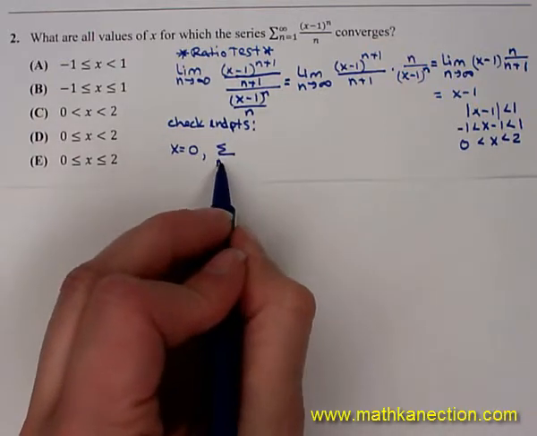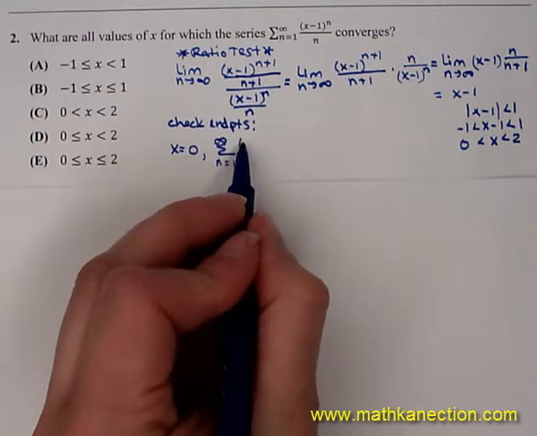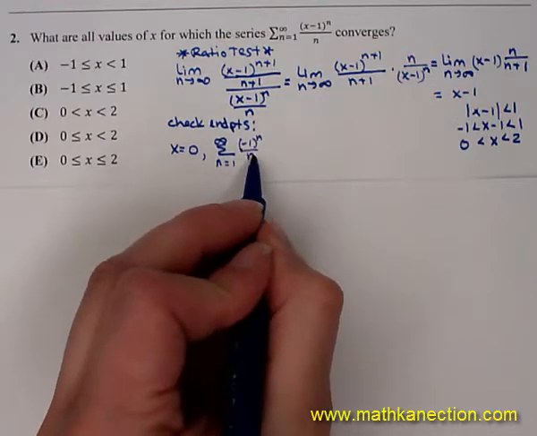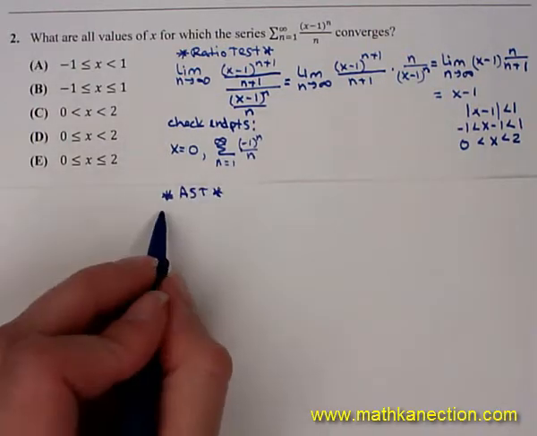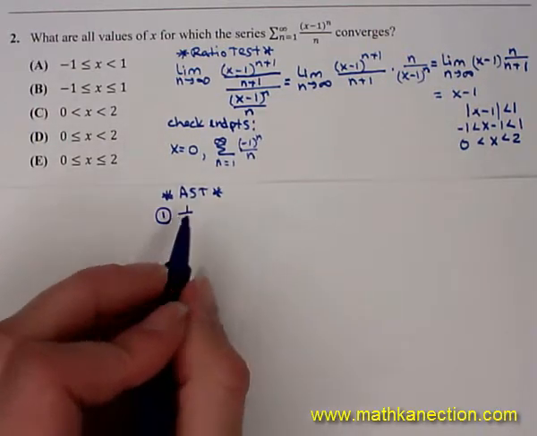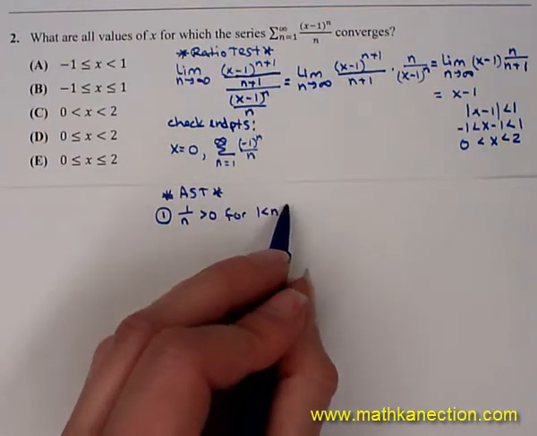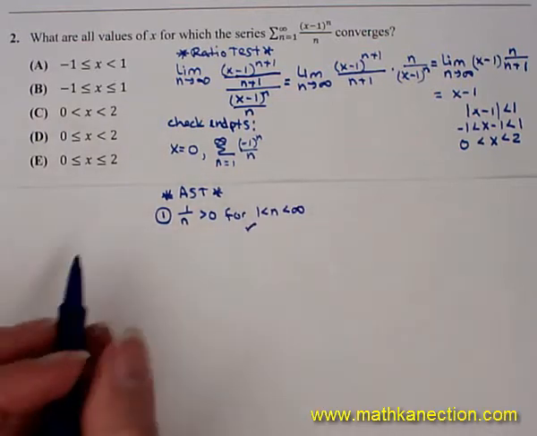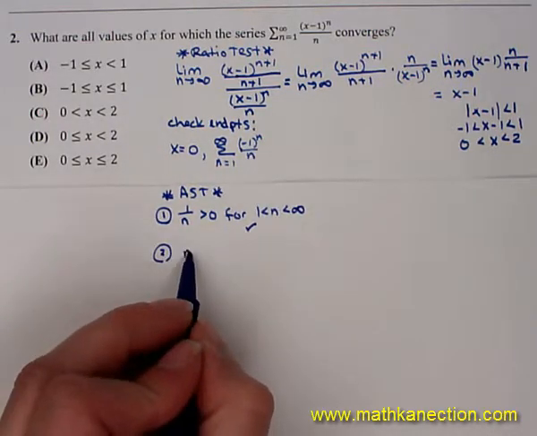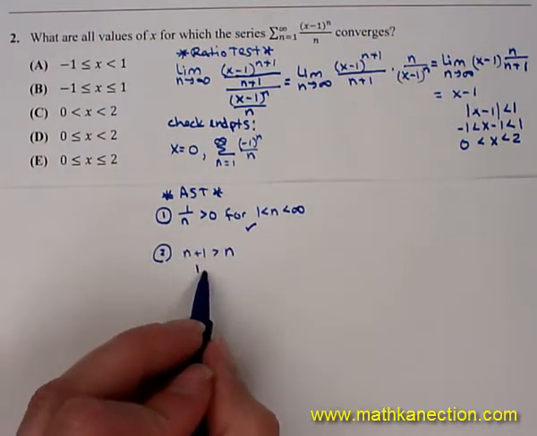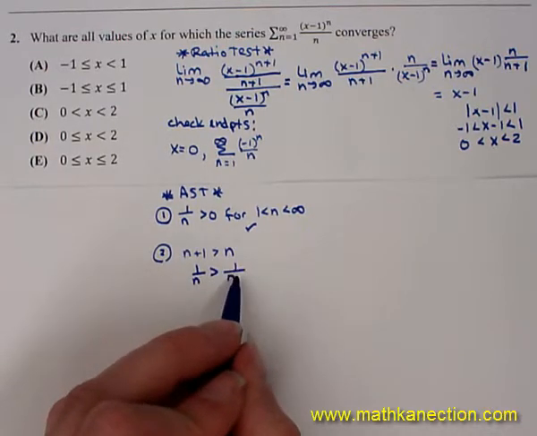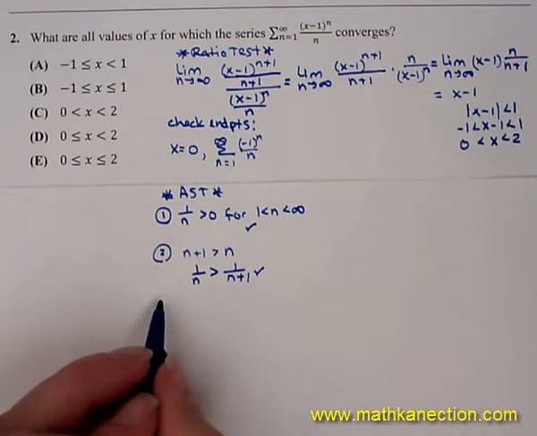So when x is equal to 0, we have the series n equals 1 to infinity of negative 1 to the n over n. By doing the alternating series test, you can see that 1 over n is greater than 0 for all values of n between 1 and infinity. N plus 1 is greater than n, so 1 over n is going to be greater than 1 over n plus 1, so the second condition checks out.